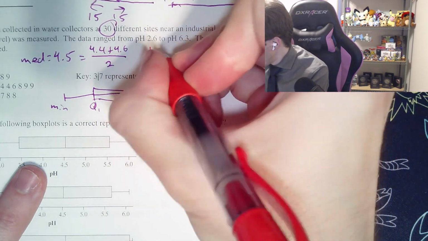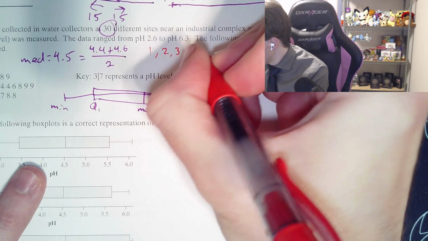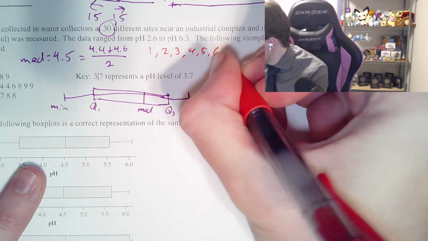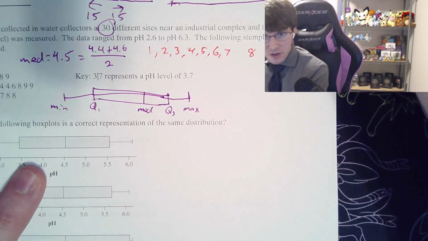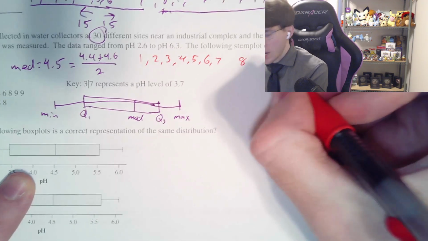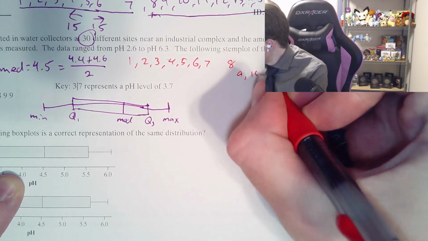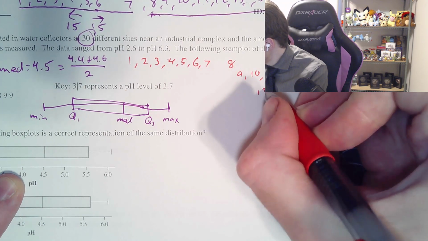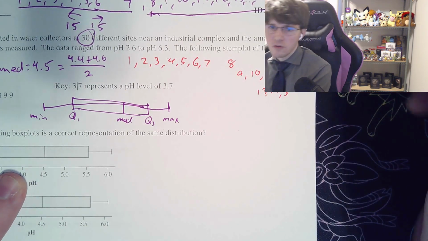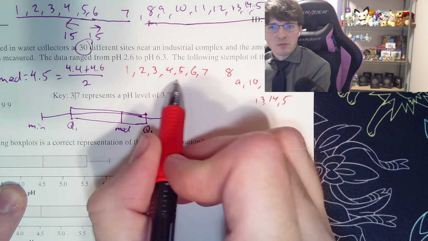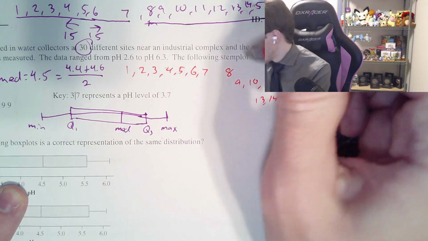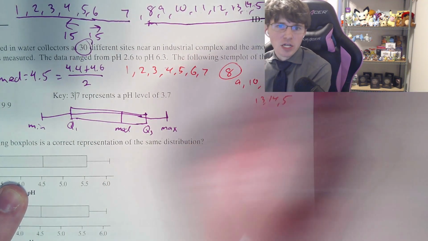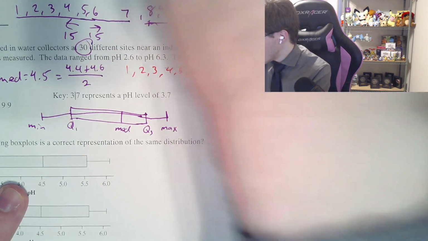Sad times. 1, 2, 3, 4, 5, 6, 7, 8 in the center. That's what I was hoping for. And then we have 9, 10, 11, 12, 13, 14, 15. Okay, the point is we have 7 numbers here, we have 7 numbers here, so the middle is the 8th number.